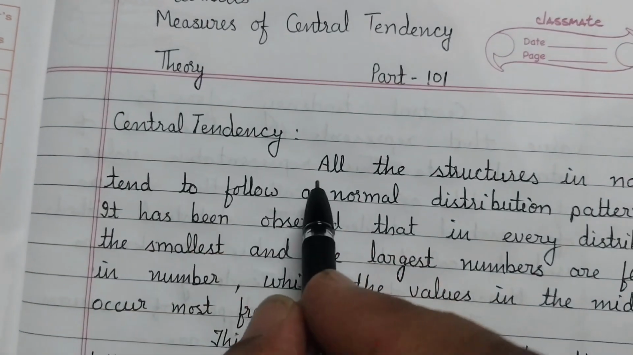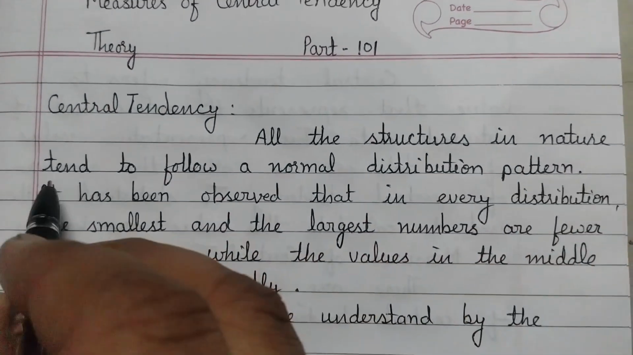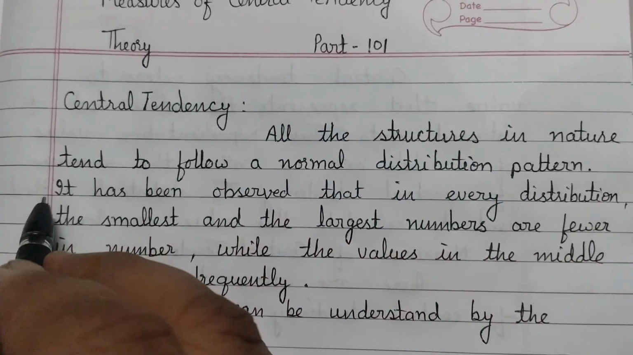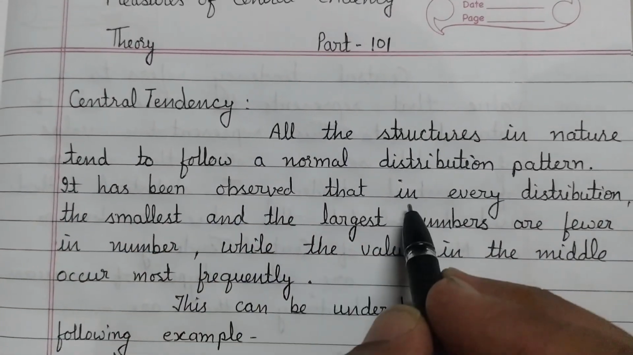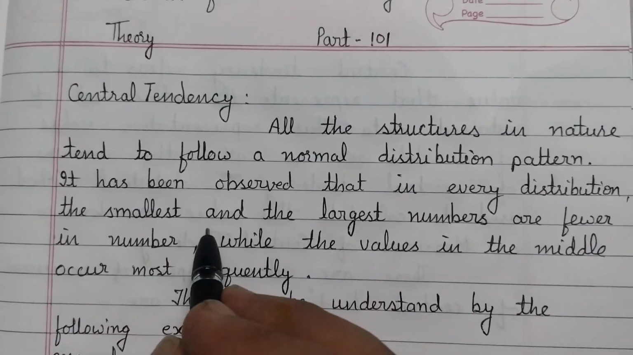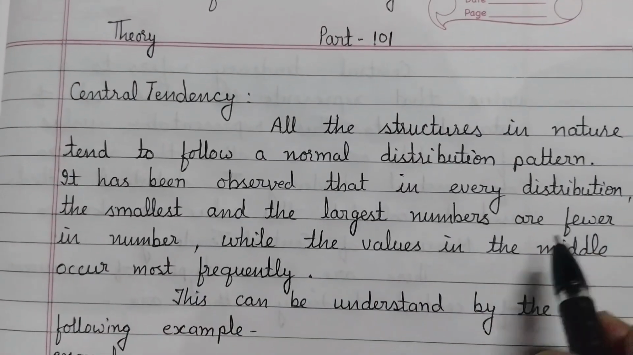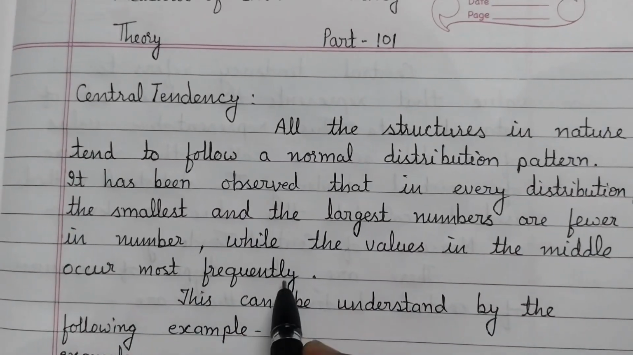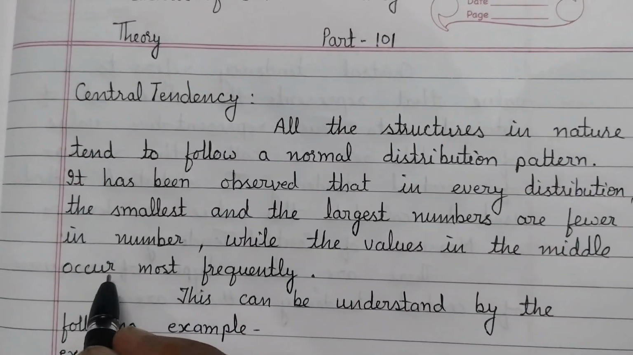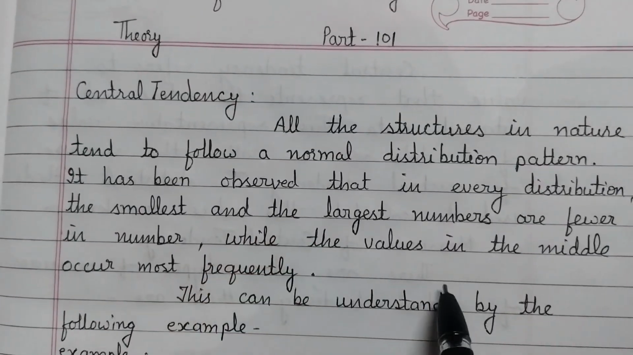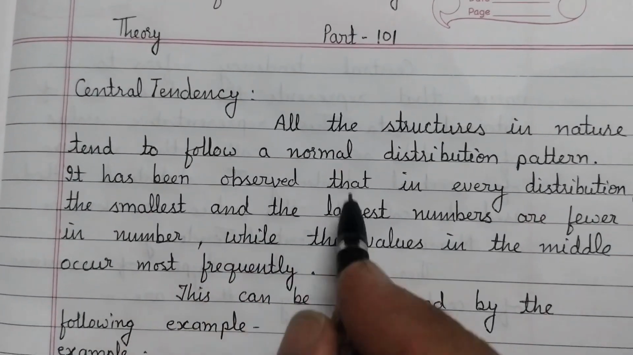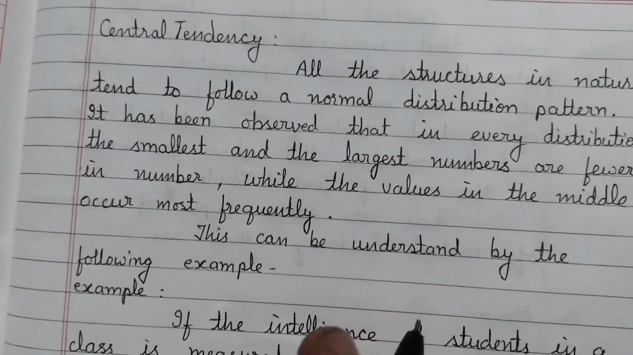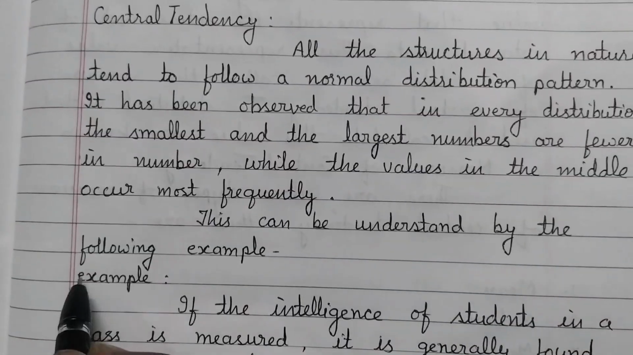What is central tendency? All the structures in nature tend to follow a normal distribution pattern. It has been observed that in every distribution, the smallest and the largest numbers are fewer in number, while the values in the middle occur most frequently. Like a normal probability curve, at the two ends the cases are distributed in small numbers, and at the middle point the maximum number. This can be understood by the following example.